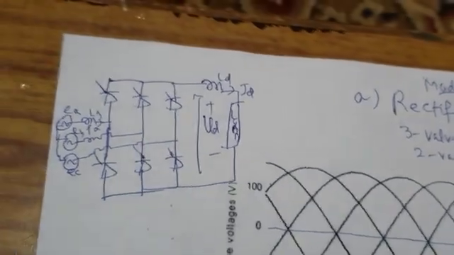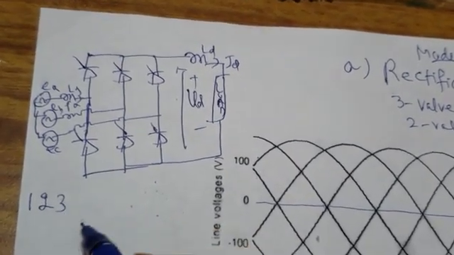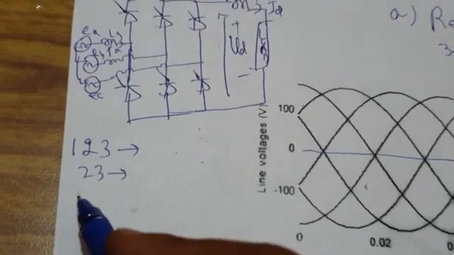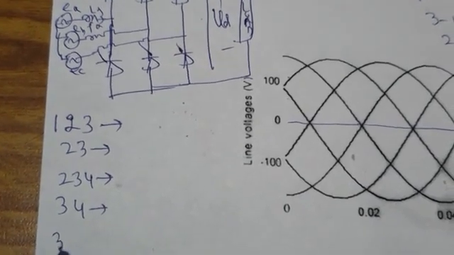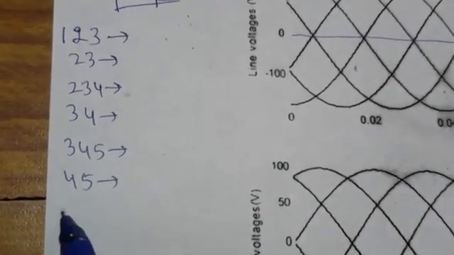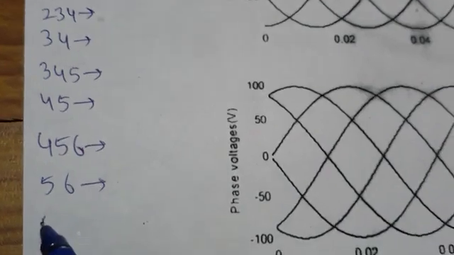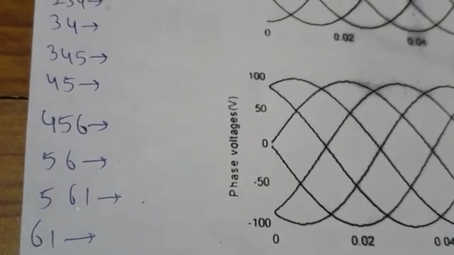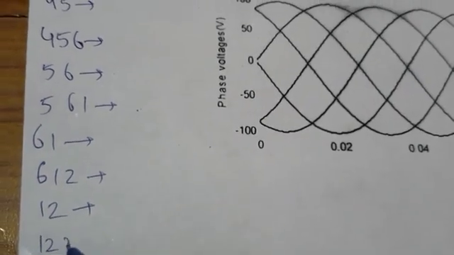Okay, fine. Now we start with the firing of 3. So we will have 1, 2, 3, followed by 2, 3. Same table I am reproducing it here. Then 2, 3, 4, then 3, 4, then 3, 4, 5, then 4, 5, then 4, 5, 6, then 5, 6, then 5, 6, 1, then 6, 1, then 6, 1, 2, then 1, 2, and then again 1, 2, 3.